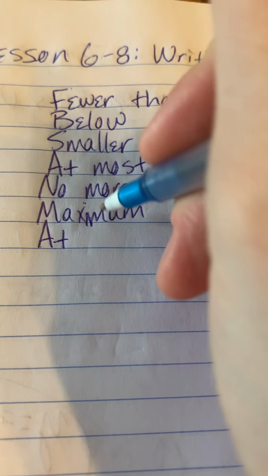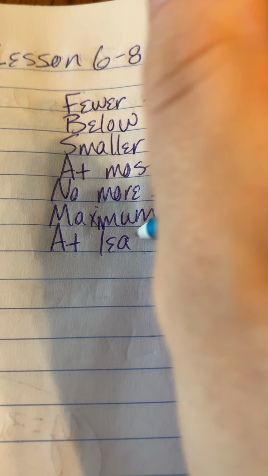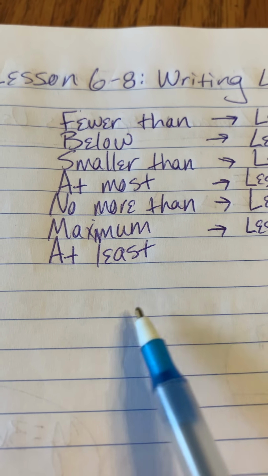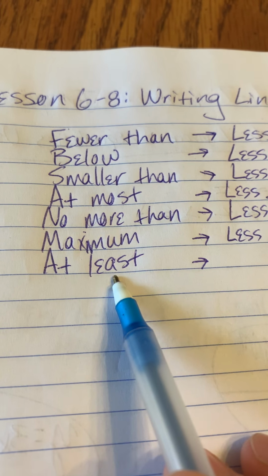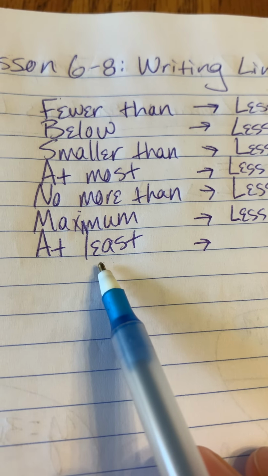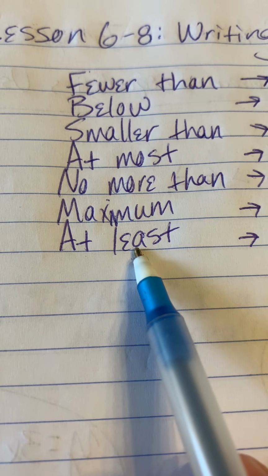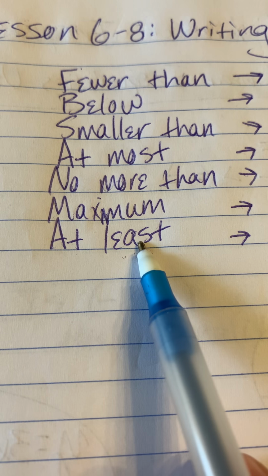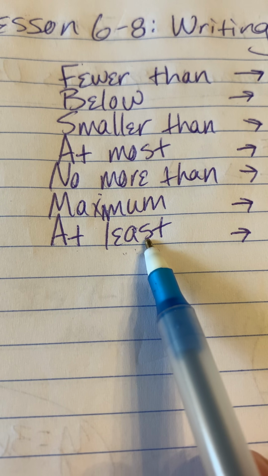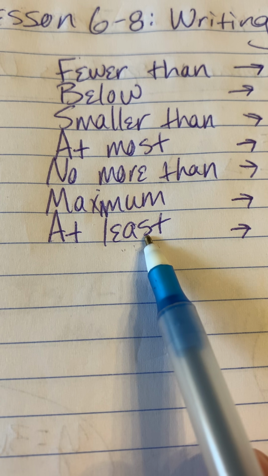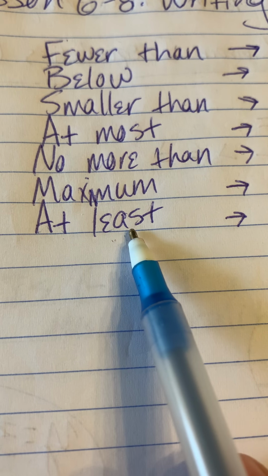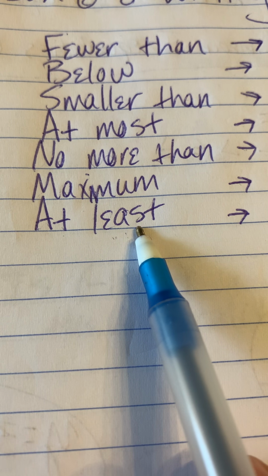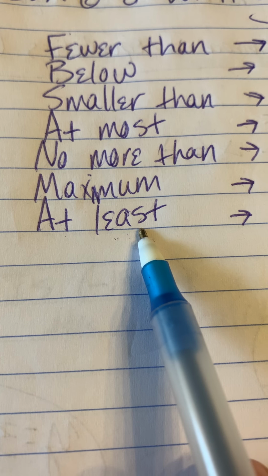Now here comes a tricky one. Everyone misses this one. At least. Everyone wants to match up with less than because they see the word least. But think about how you would use that phrase. If you want at least a 60%, you're aiming for a D so that you get a passing grade. Do you want less than a 60? No. If you want at least a 60, then you want greater than or equal to that amount.